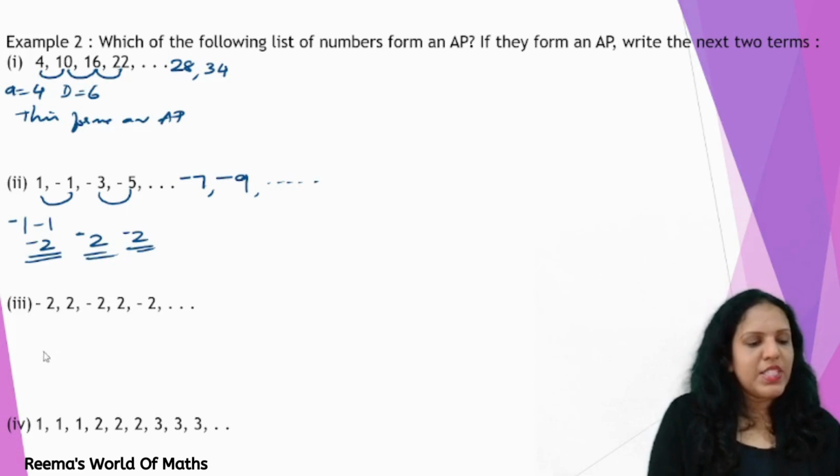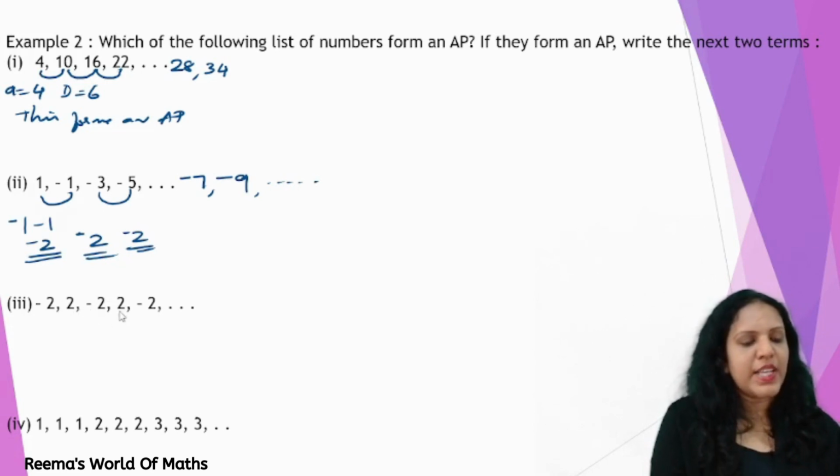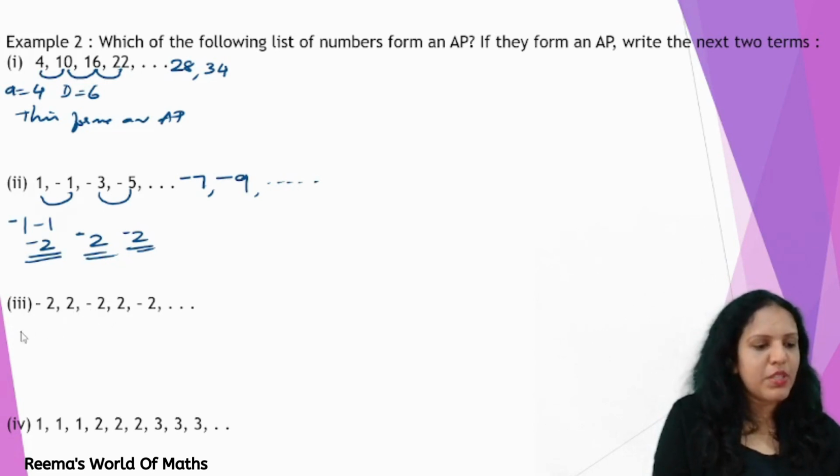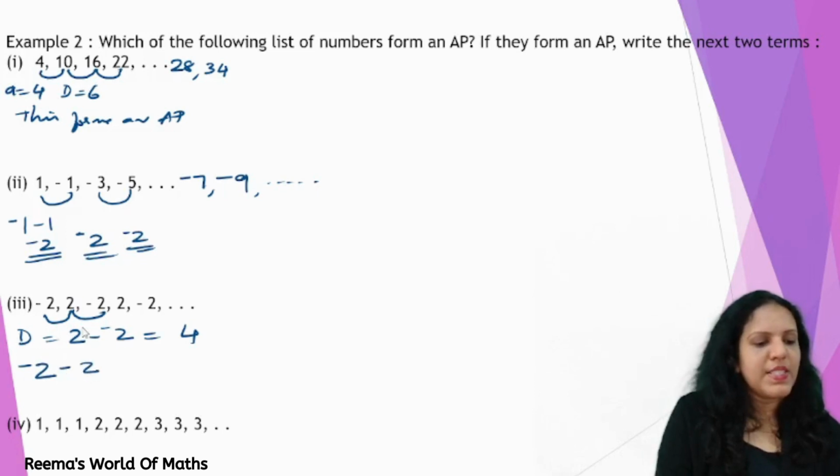Let's see the third example. The first term is minus 2, the second term is 2, and again the third term is minus 2, the fourth term is 2. Let's see the difference. The common difference here is 2 minus minus 2, that is 2 plus 2, which is 4. This is the difference between the first and second term. Let's see the difference between the second term and third term. The third term is minus 2 minus the second term, 2, which equals minus 4.